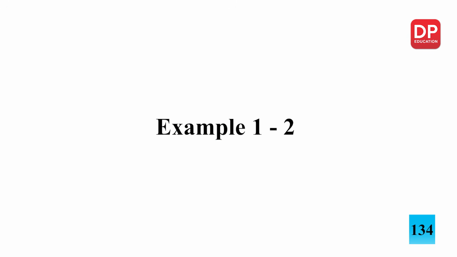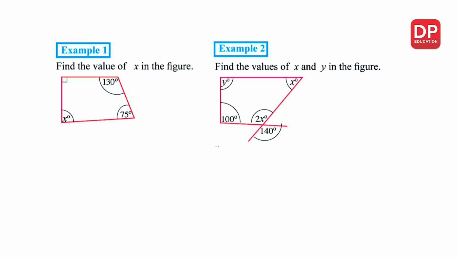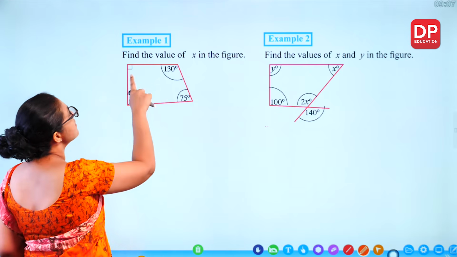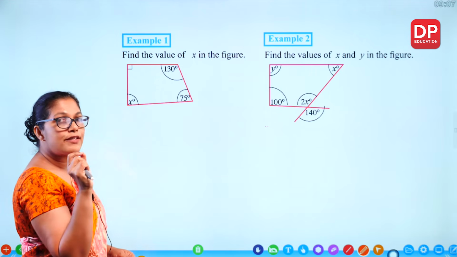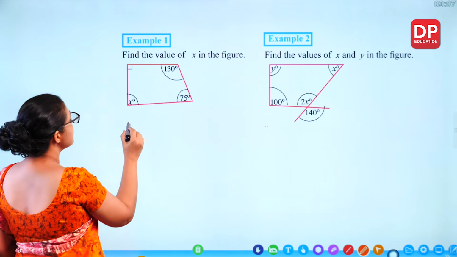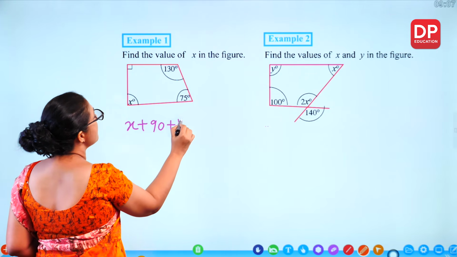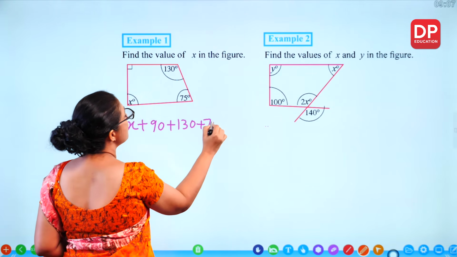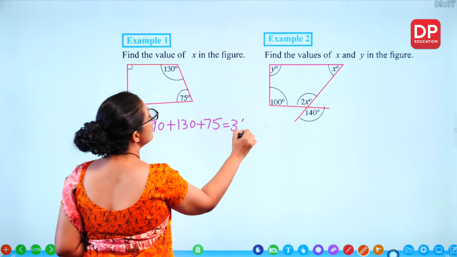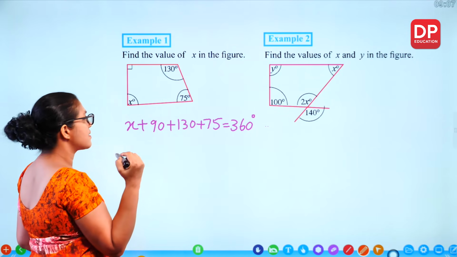Example number 1. Find the value of x in the figure. This is a quadrilateral. The sum of angles in a quadrilateral is 360. So I can write x plus 90 plus 130 plus 75 is equal to 360.